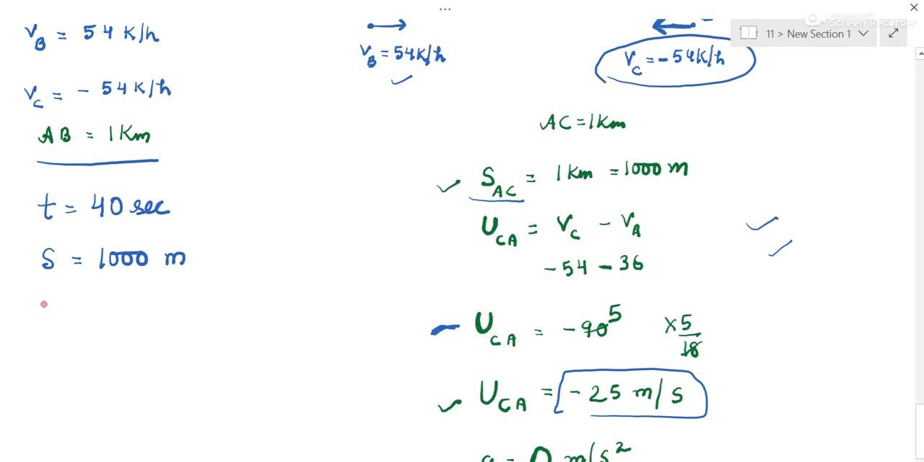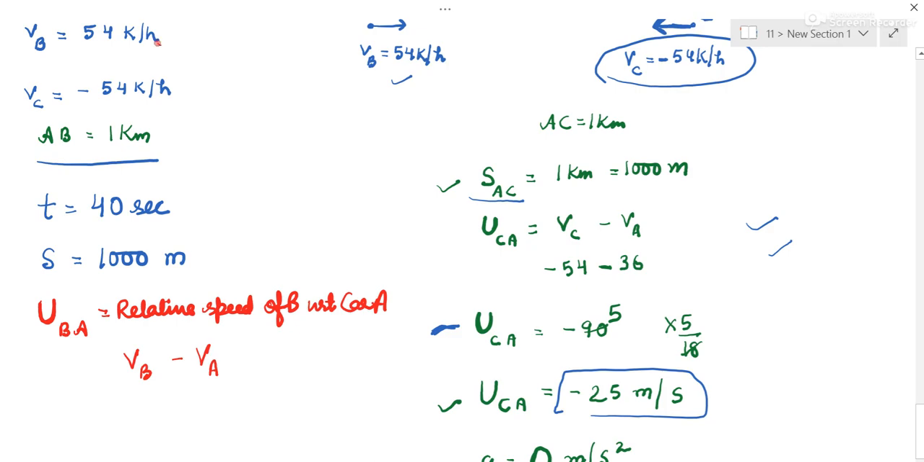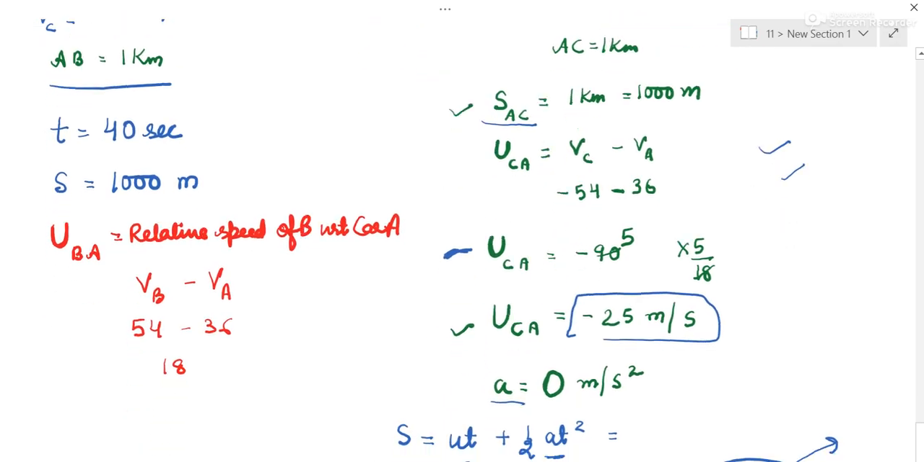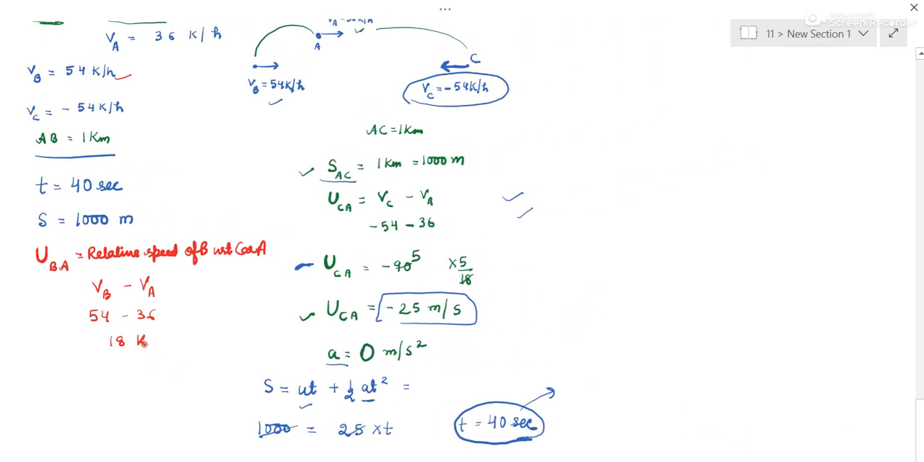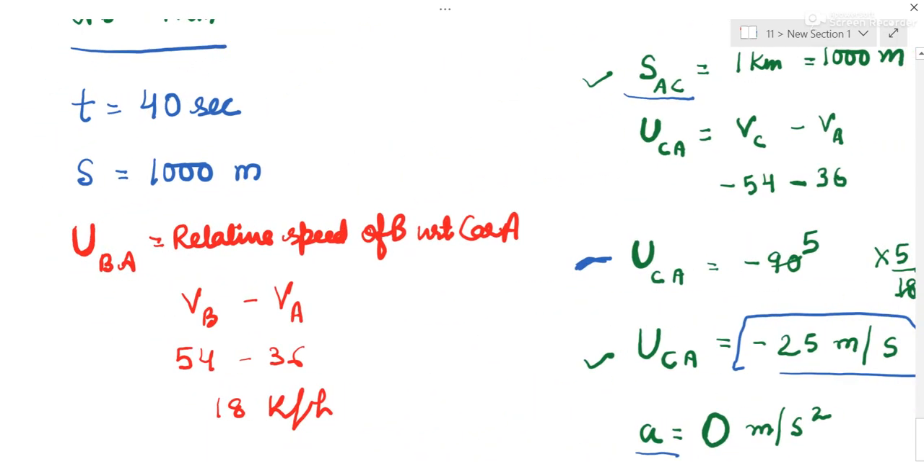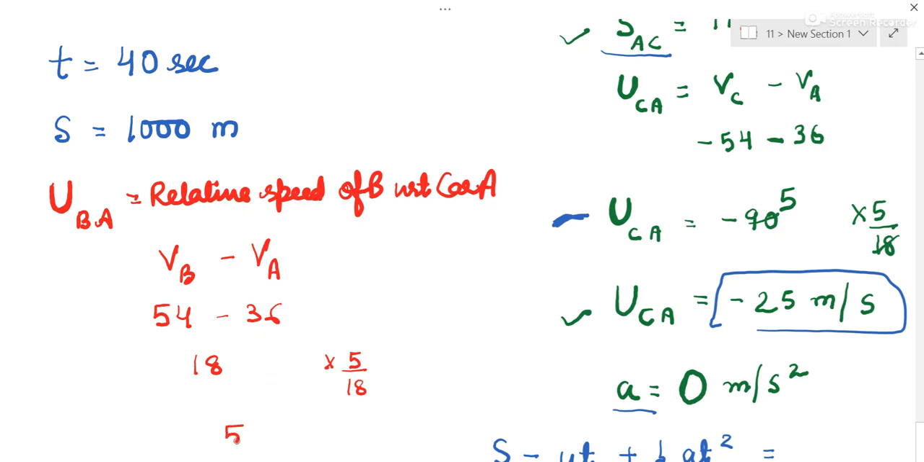Now, how much advantage B had over A? That is the relative speed of B with respect to car A. Formula is speed of B minus speed of A with sign. So you can see B's speed is 54 and A was 36. 54 minus 36 is 18, but it is in kilometer per hour. So we'll convert this into meter per second. So 18 into 5 by 18, the 18 is cancelled and it is 5 meter per second. So this is the advantage that B had. So this is the initial velocity of B with respect to A.